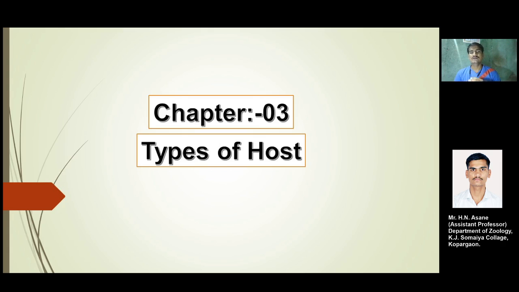Likewise, the parasite is also going to spend some time in the host, and they are carrying out their developmental stages in various platforms, so the hosts also get divided into various types. And we are focusing on this particular topic, the types of the host. So let's focus on the types of the host.